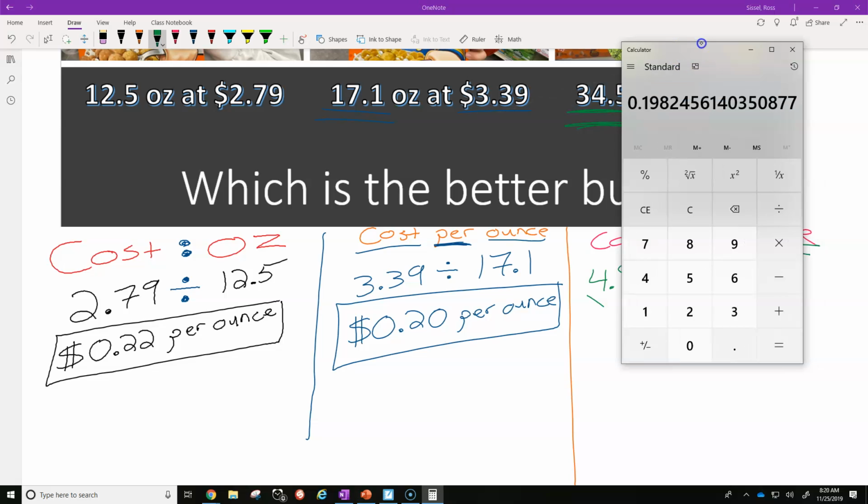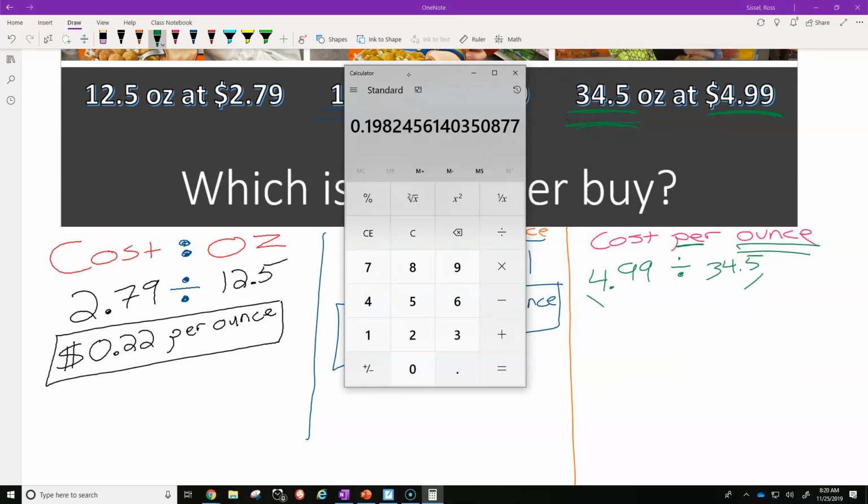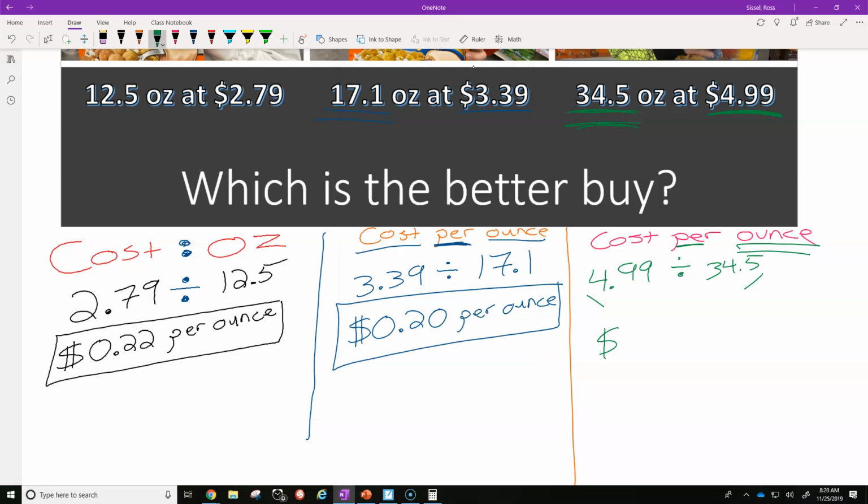Okay, let's check. Hey, get over here. Alright, so 4.99 divided by 34.5. 14, there's a 4, rounds down, so 14 cents. Alright, Liza is correct. Now, new question. So, actually, before I move forward, anyone have a question on how we do this?